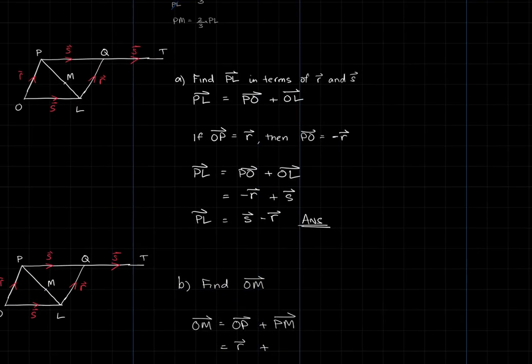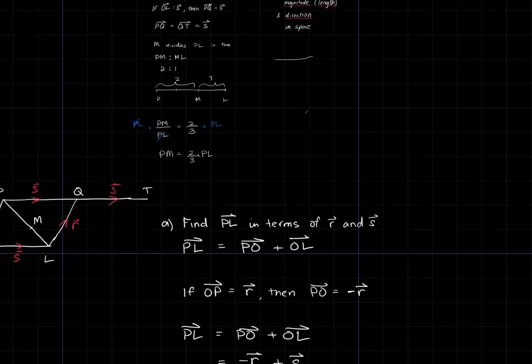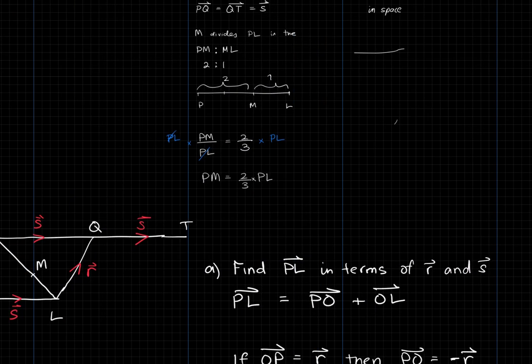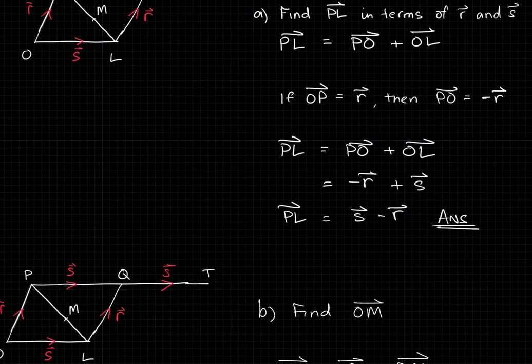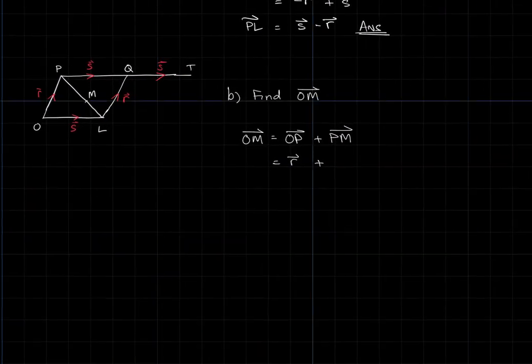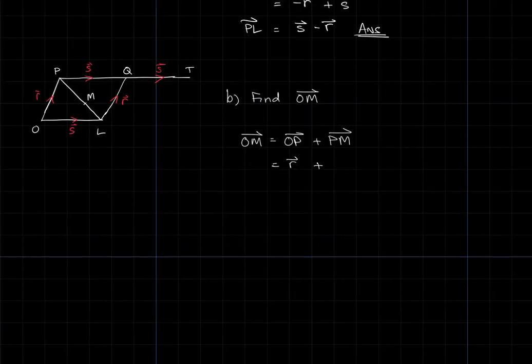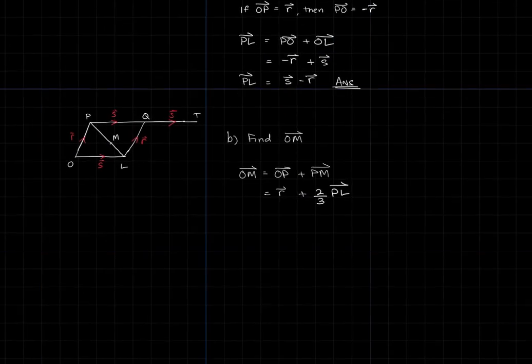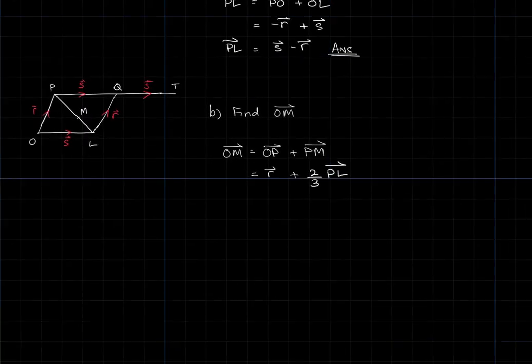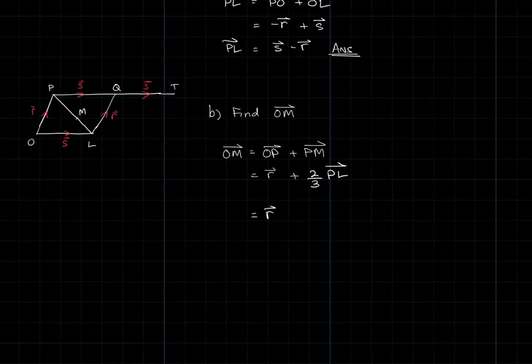Let's see. PM, yeah. Over here we found that PM is 2/3 of PL. So we can write that. This PM here is 2/3 of PL. And we have what PL is, right? We just found what that was. So 2/3 of this S minus R.